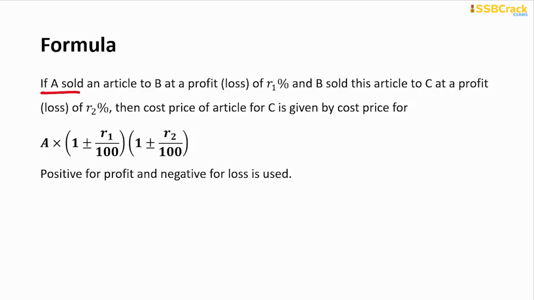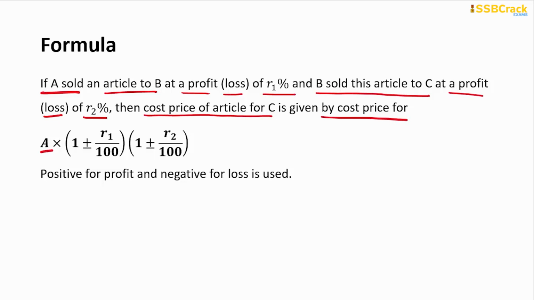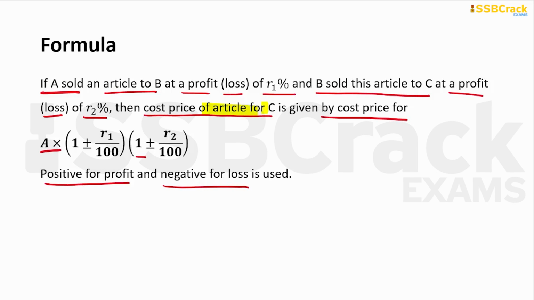If A sold an article to B at a profit or a loss of R1%, and B sold this article to a third person, that is person C, at a profit or loss of R2%, then the cost price of the article for the person C is given by the cost price for the person A as A into 1 plus or minus R1 upon 100 into 1 plus or minus R2 upon 100. And here positive you have to take when there is a profit and negative you have to take when there is a loss. So this is a formula to calculate the cost price of an article for the person C.